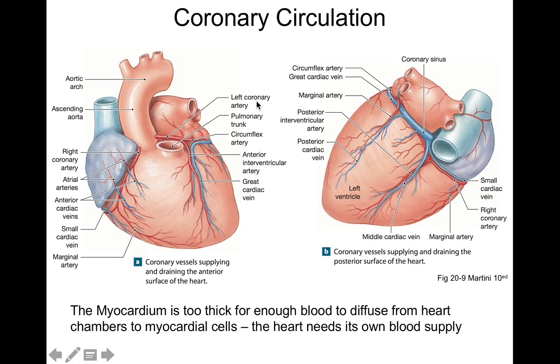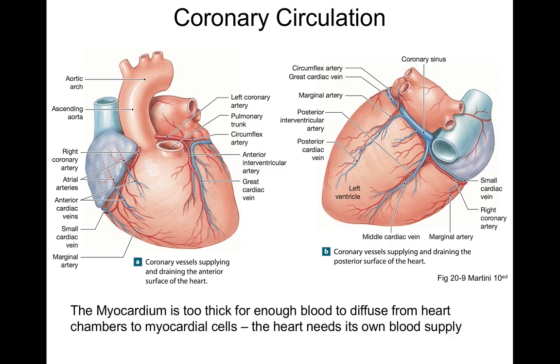Obviously, the heart muscle works very hard and it's essential for pumping the blood, so the heart muscle needs its own blood supply. And this blood supply is called the coronary circulation. It's because the myocardium is too thick to allow blood to diffuse from the ventricles themselves into the muscle layers. So you need to have your own blood supply to these muscle layers.